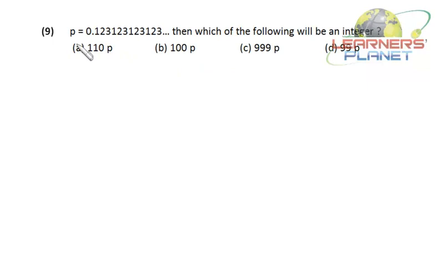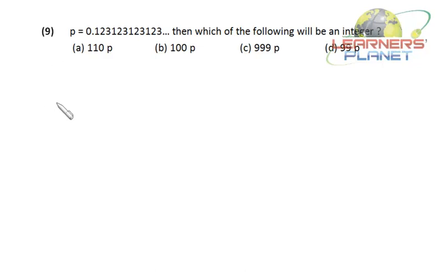Now in this question, p is equal to 0.123123123, then which of the following will be an integer? Okay, we have been provided with 4 options: 110p, 100p, 999p and 99p. Friends, we have already discussed rational numbers in our previous sessions. There are 2 types of rational numbers. One is terminating decimals and the other is non-terminating repeating decimals, or we can say infinite decimals. So this expression is actually an example of non-terminating repeating decimals.